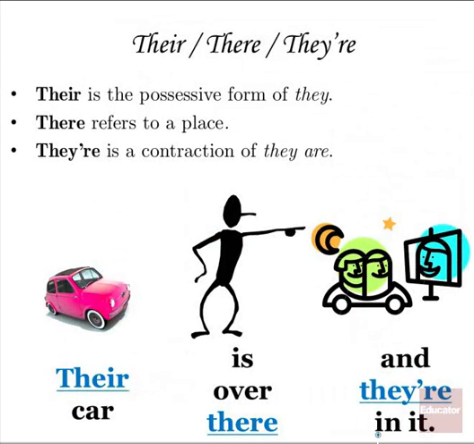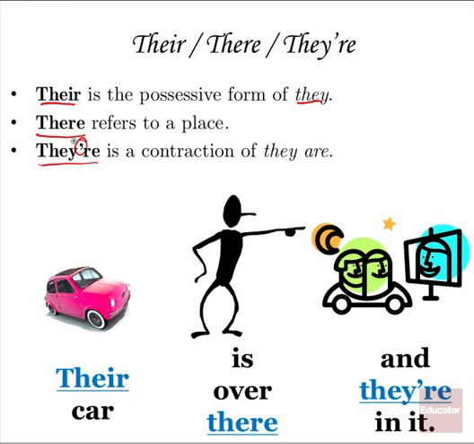Okay, there, and there. This one drives everyone absolutely berserk. Their, T-H-E-I-R, is the possessive form of they. There, T-H-E-R-E, refers to a place, over there. And they're, notice that apostrophe, is a contraction of they are.